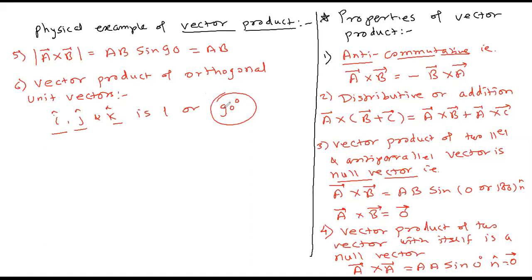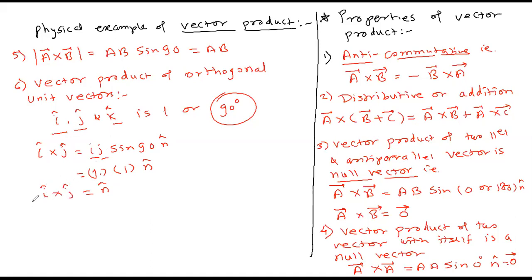Angle between any two of them is 90 degrees. Therefore, i cap cross j cap is equal to the magnitude of i and j into sine 90 into n cap. What is the magnitude of i and j? Unit vector, that is 1 into 1, and sine 90 is 1. So ultimately I will get n cap. That is, i cross j is equal to n cap.